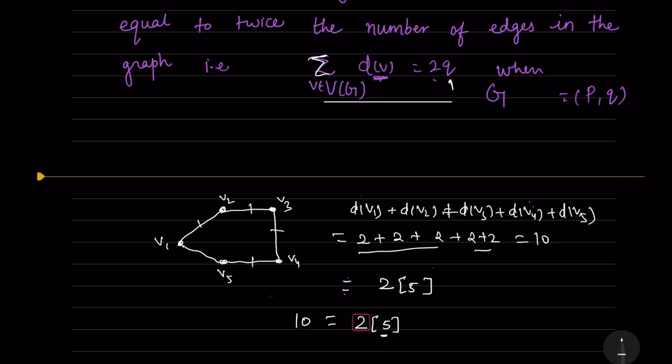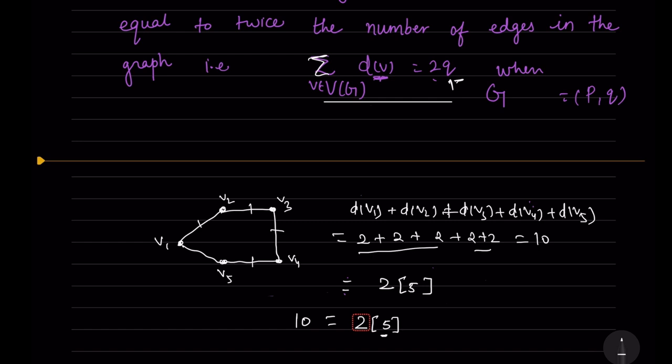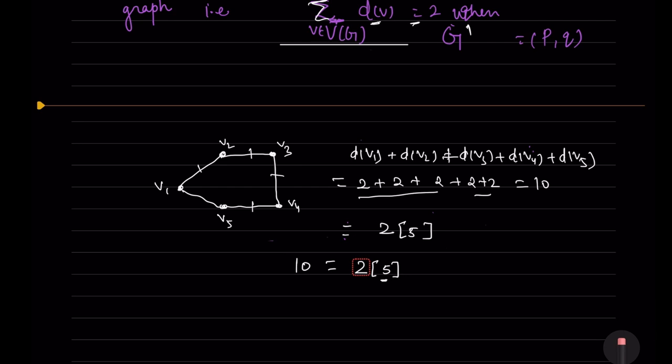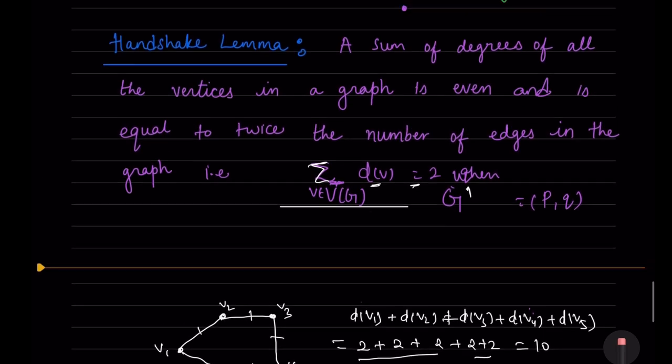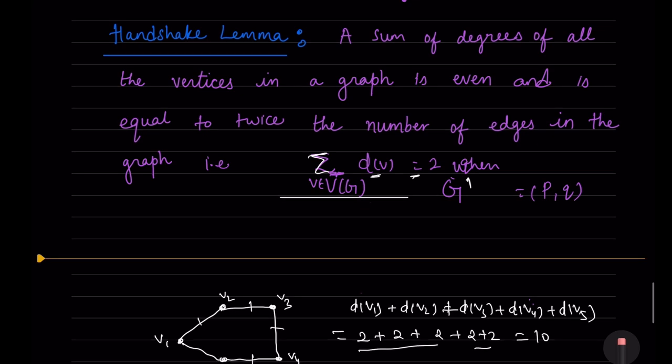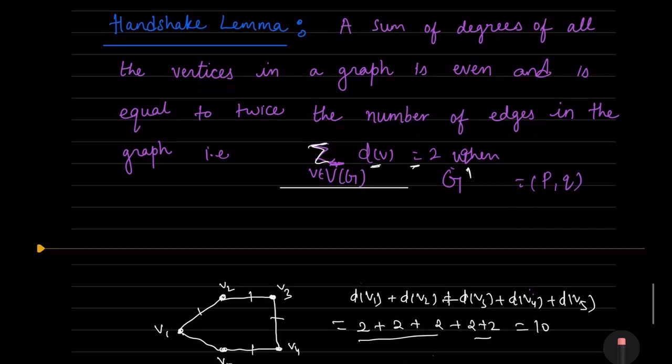So here 5 is the number of edges. The same holds for q: q is the number of edges in the graph, and the summation of d of v means the sum of degrees of all the vertices. So this is a very, very important lemma. We will not do the proof of this lemma. In the next lecture we will discuss more of the basic definitions of graph theory. Okay, thanks.